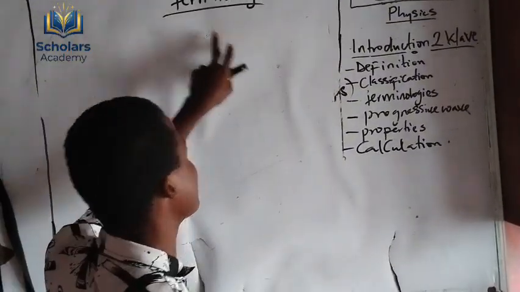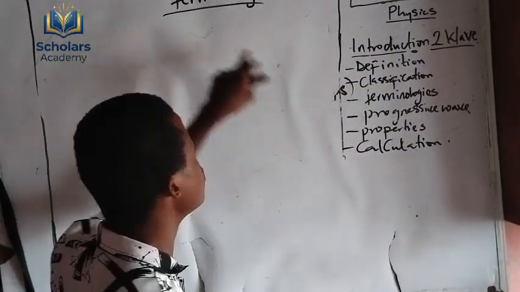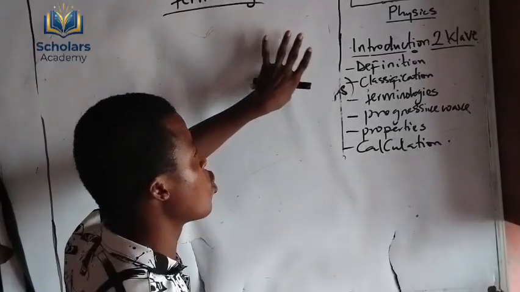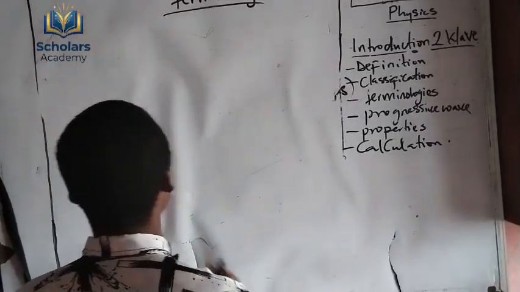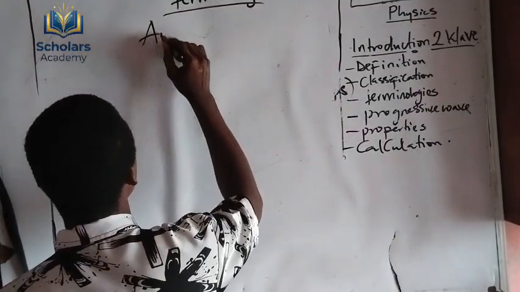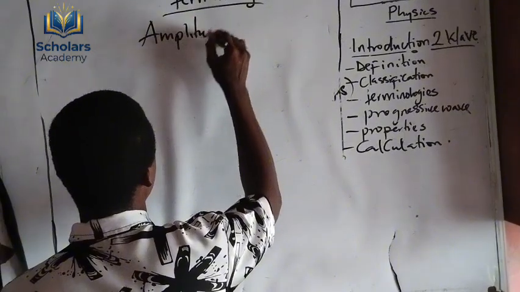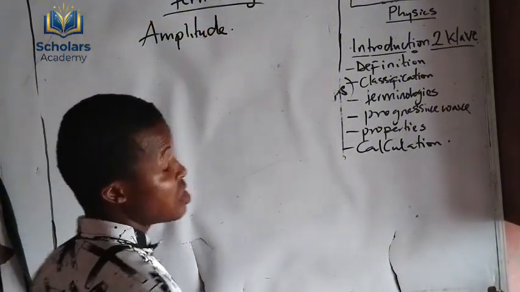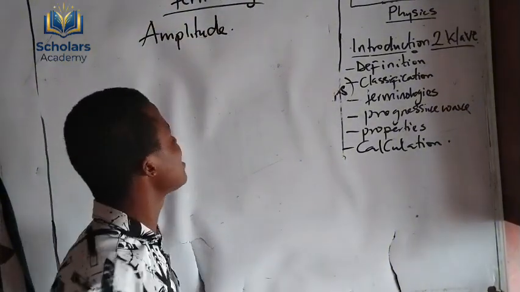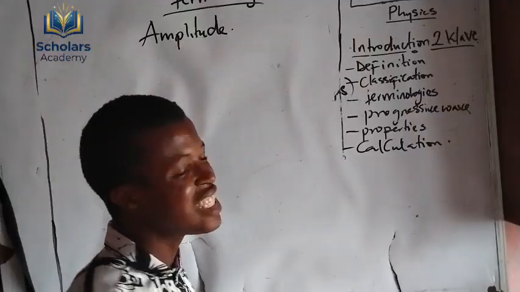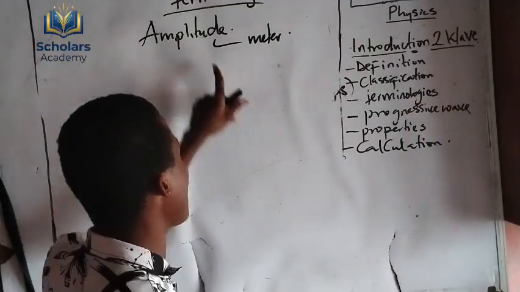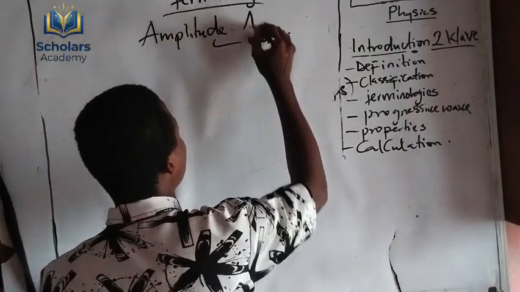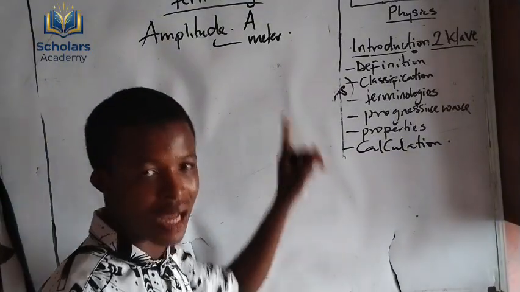Okay, so we're looking at terminologies. Just as I told you, these are the various words that we will come across in waves. We're going to start with the first one, amplitude. Now, amplitude is the maximum displacement. That's amplitude. What's the symbol? Capital letter A. That's amplitude.